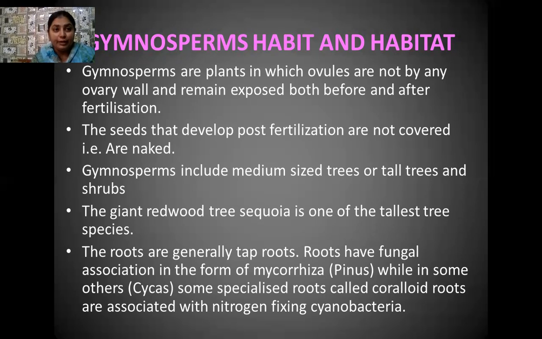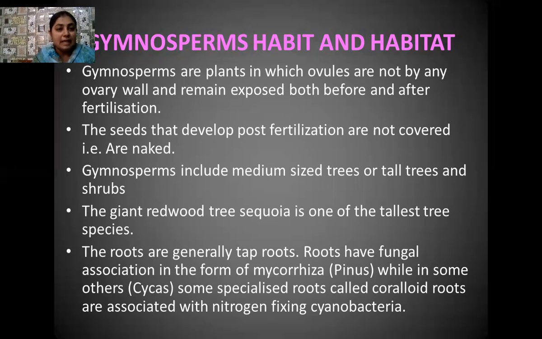That means they are benefited from each other. So this mycorrhizal association can be ectomycorrhiza or it can be endomycorrhiza. Ectomycorrhiza is a kind of mycorrhizal association where the fungal hyphae remain over the surface of the roots. But in case of endomycorrhiza, these fungal hyphae penetrate the root cells and get accumulated in the cortical cells of the roots. In case of Pinus, we find such type of mycorrhizal association.